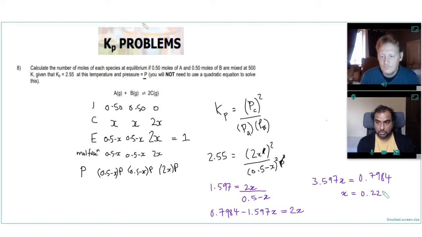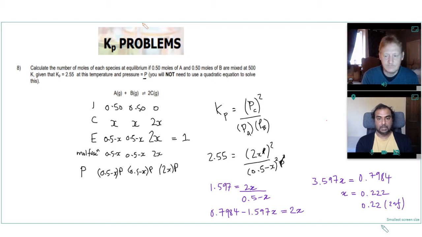That's 0.222, rounding to 2 significant figures, I think, so let's just call that 0.22. Excellent. So now we know x. Can we calculate the number of moles of each species at equilibrium?